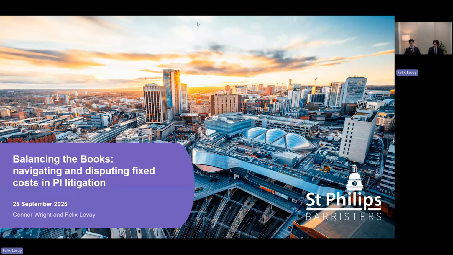The topic today is navigating and, more importantly, disputing fixed costs in personal injury litigation. It's never been, I don't think, really a simple topic, but it's become a lot more complex post-October 2023. And we've now got some additional points, some case law to consider. And so today we're going to be just reviewing the basics and looking at a few important points.